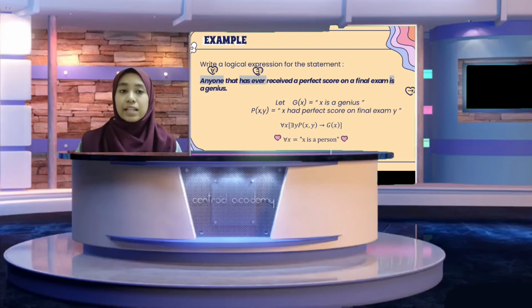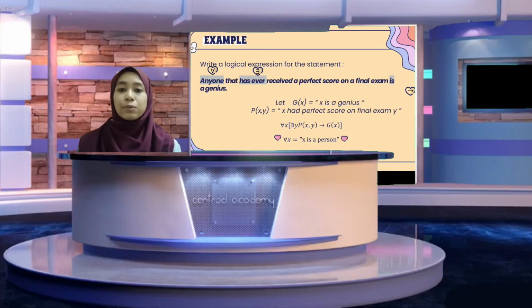But before that, we must know the keywords in the statement. As we can see, there are three keywords that have been highlighted. One of these is anyone, which we need to use as for all in our logical expression. Second, the term has ever has to do with there exists, so that's a clue to use the existence symbol there exists. And the last one is is, which will be our implies or conditional connective.